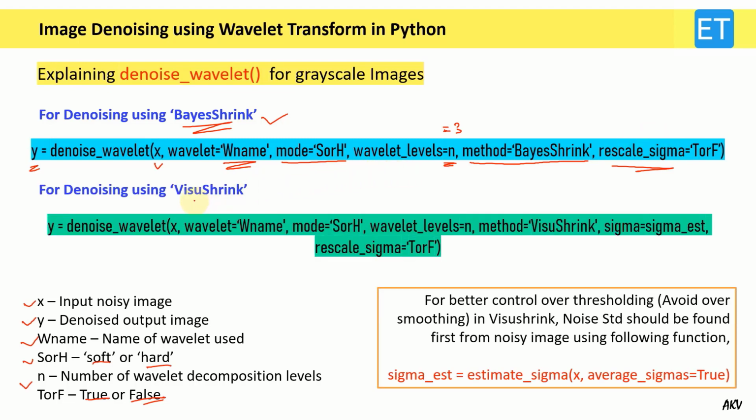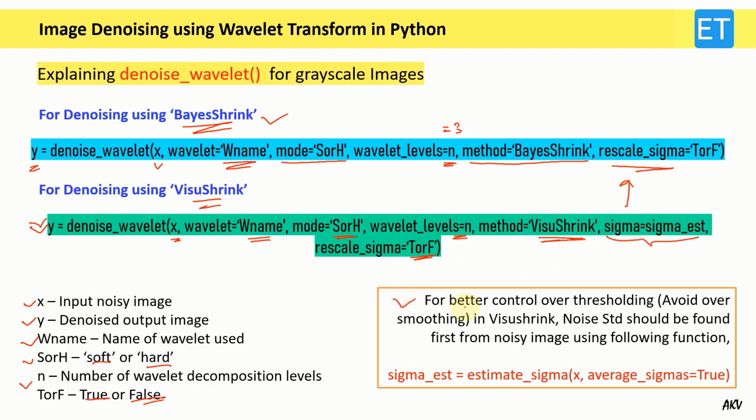And now denoising using VisuShrink. So that is the general syntax for VisuShrink. X is your input, you will define the name of the wavelet, and then you will define 's' or 'h', that means soft or hard thresholding, then the number of decomposition levels, and then the method is obviously VisuShrink, and rescale_sigma 'T' or 'F', that means true or false. One extra thing is there, that is sigma equal to sigma_est. That is not used in the BayesShrink method. It is used here.